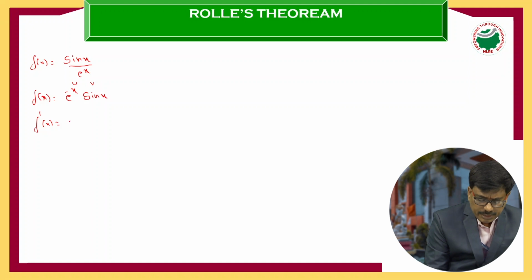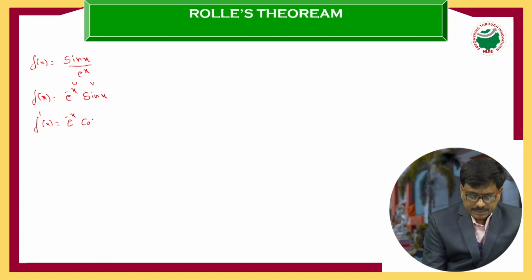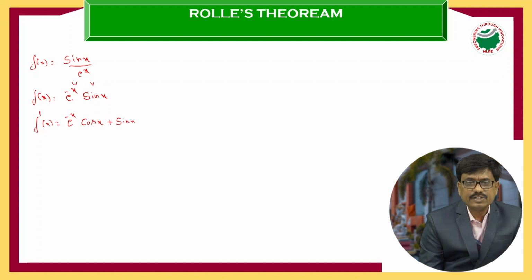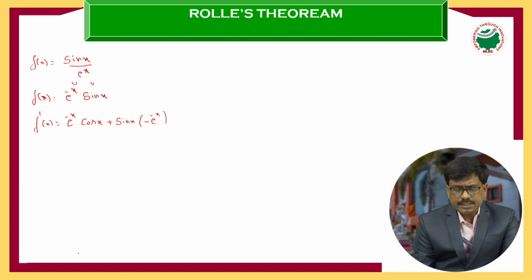Let us assume e power minus x, I am going to keep it as a constant, and the derivative of sin x becomes cos x, plus I am going to keep sin x as a constant and take the derivative of e power minus x. What is the derivative of e power minus x? Minus e power minus x. In this case, I calculated the derivative by applying the u into v formula.